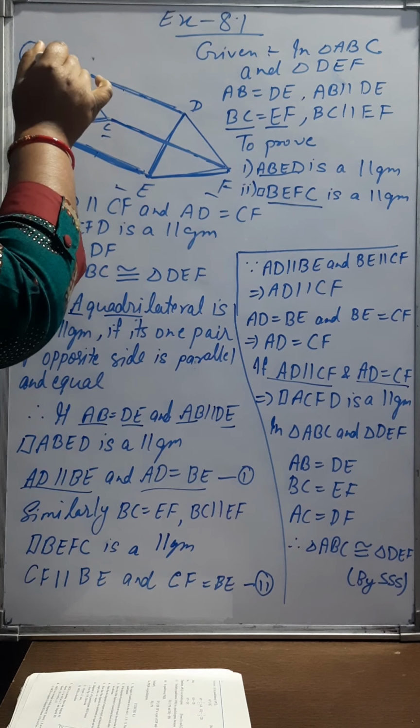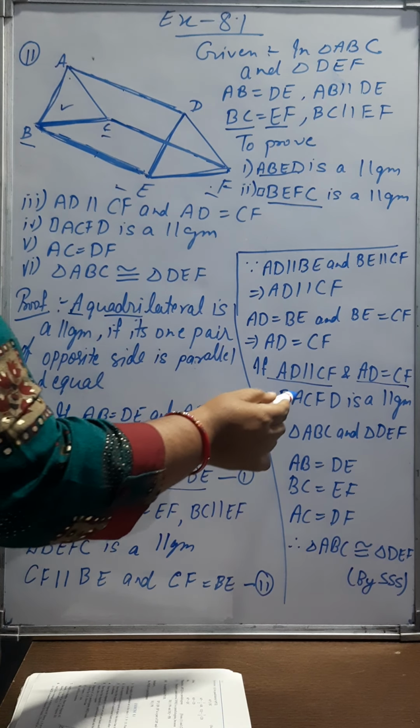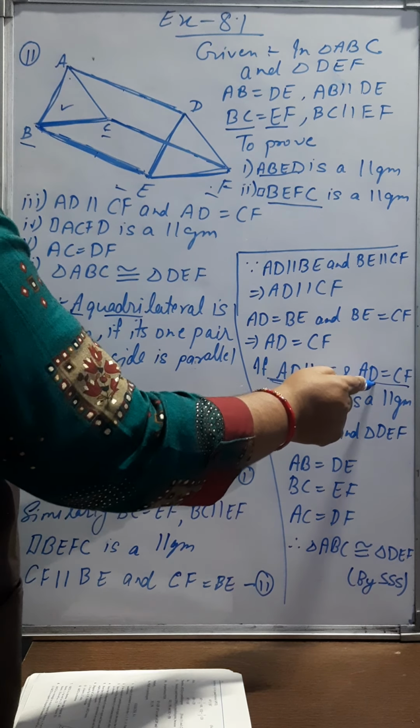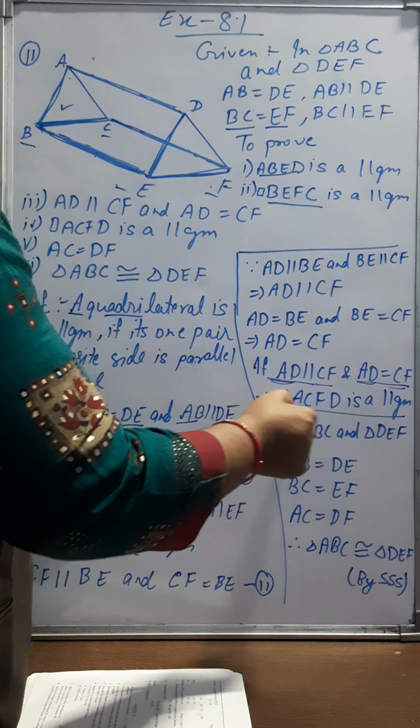So in quadrilateral ACFD, we are getting AD parallel to CF and AD equal to CF. So we can write ACFD is a parallelogram. This part is proved. Now we have to show that these two triangles are congruent. AB is already given equal to DE, BC is equal to EF, and since we have proved ACFD is a parallelogram, clearly AC will be equal to DF, which I wrote here. Hence these two triangles will be congruent by SSS.